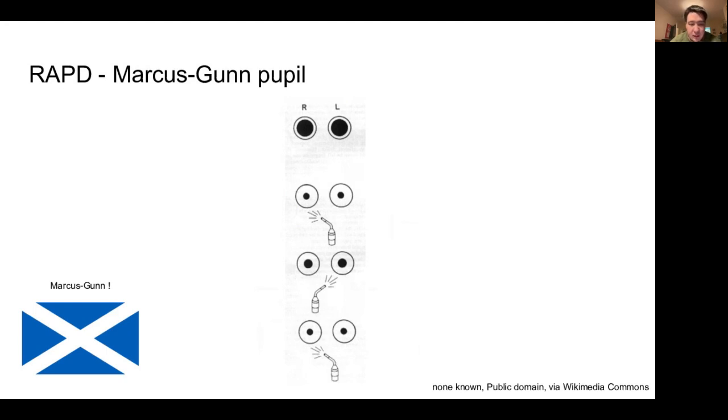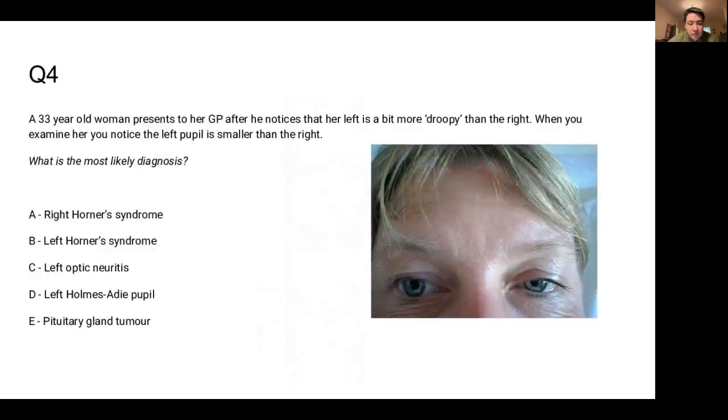But then what you can see is that when you shine the light in the left eye, they don't constrict. So there's loss of the afferent pathway. And then when you shine the light back to the right again, the afferent pathway is working and both eyes constrict. Efferent is working in both sides too. And that leads us to the fourth question.